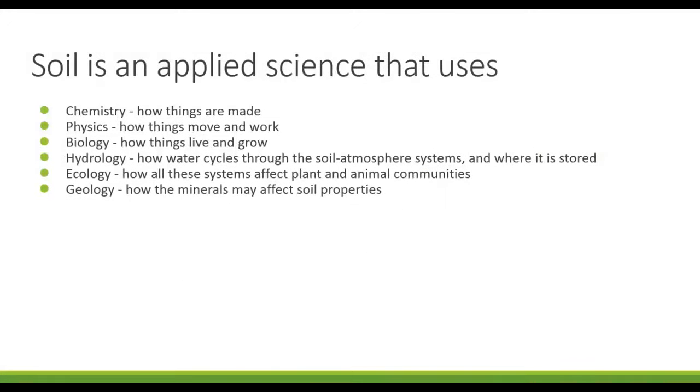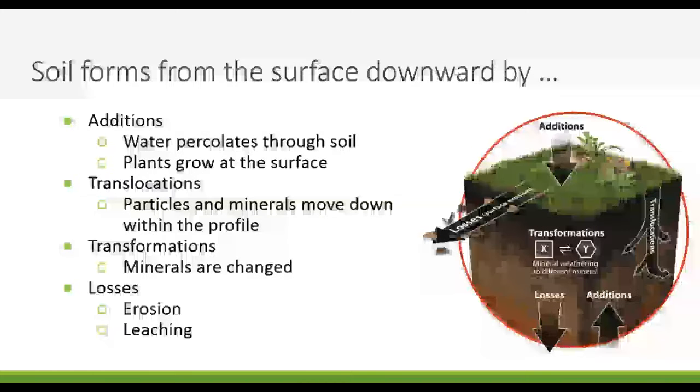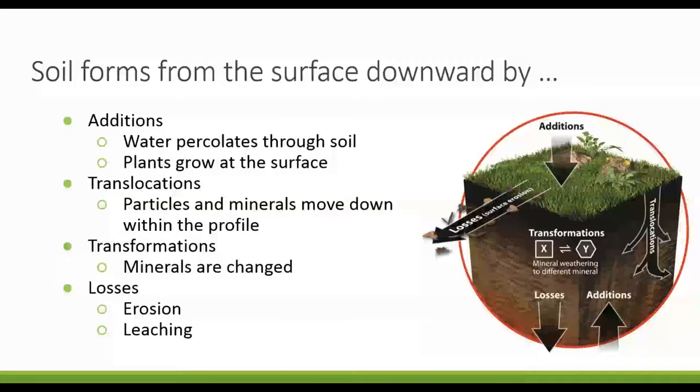Soil is an applied science. It uses chemistry, how things are made, physics, how things move and work, biology, how things live and grow, hydrology, we've mentioned that, how the water is cycling through the soil atmosphere system, ecology, how all of these other systems and things affect the plant and animal communities, and then the geology of how those minerals affect the soil properties. Soil forms from the surface downward through a series of processes: additions, translocations, transformations, and losses.